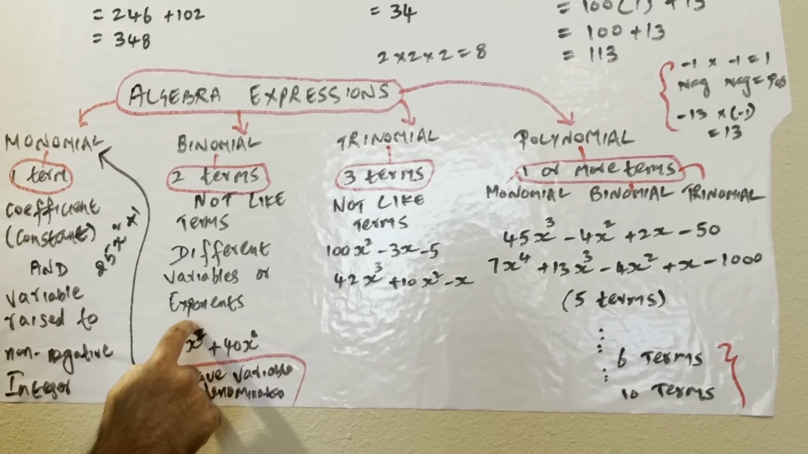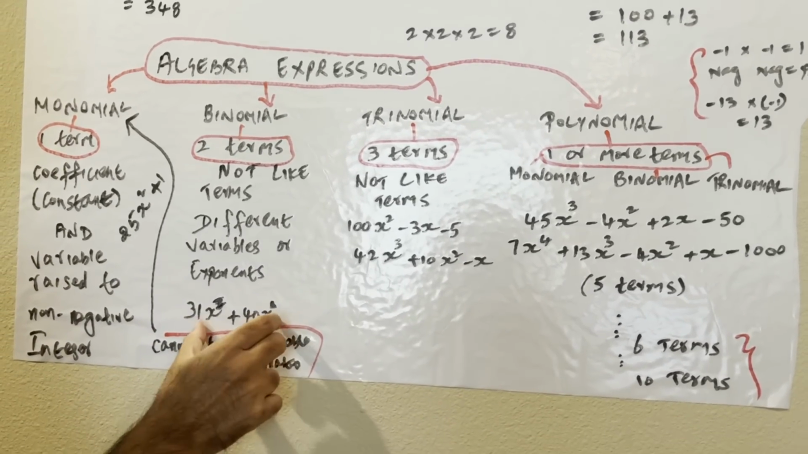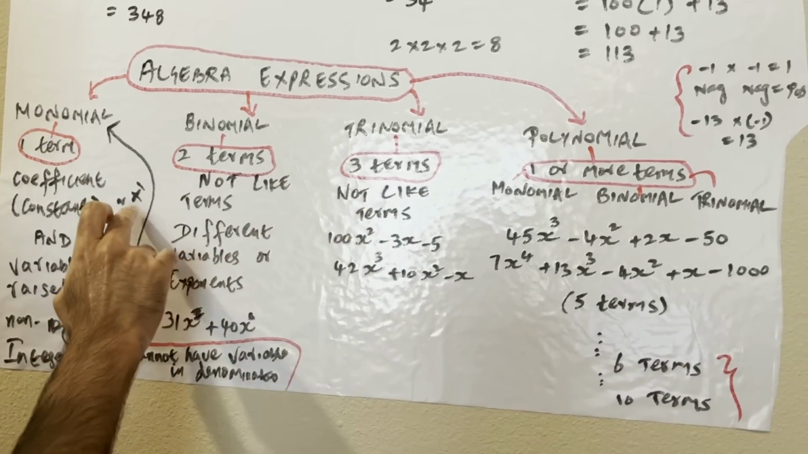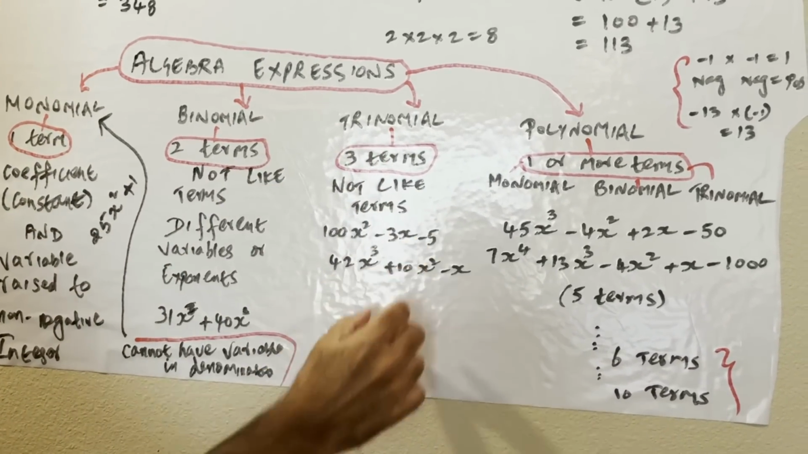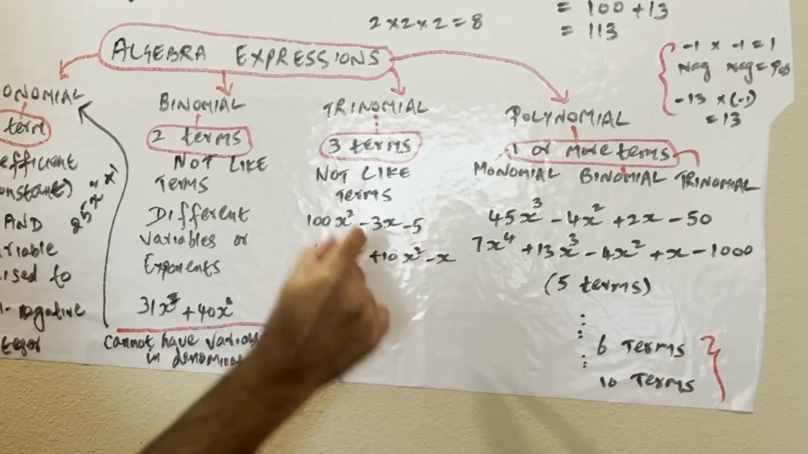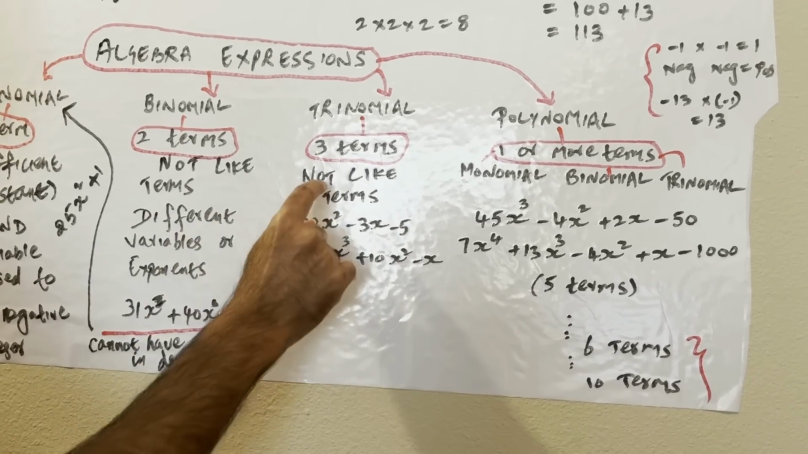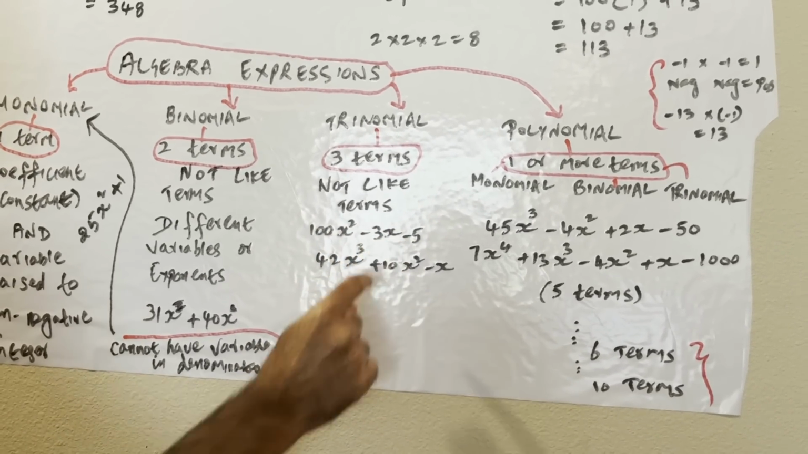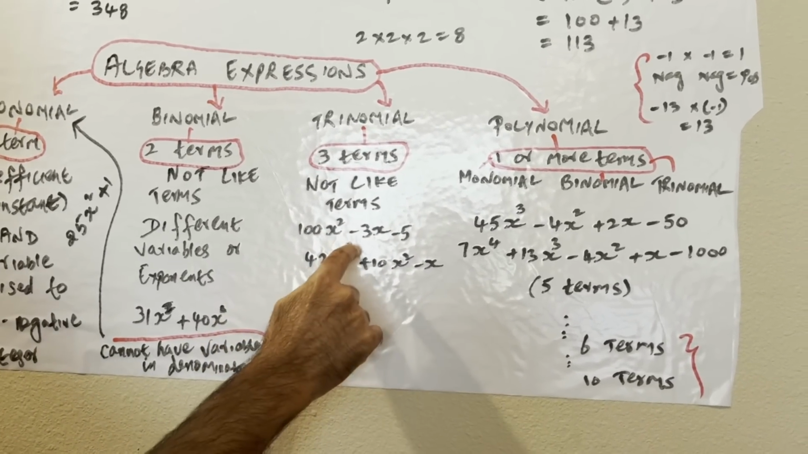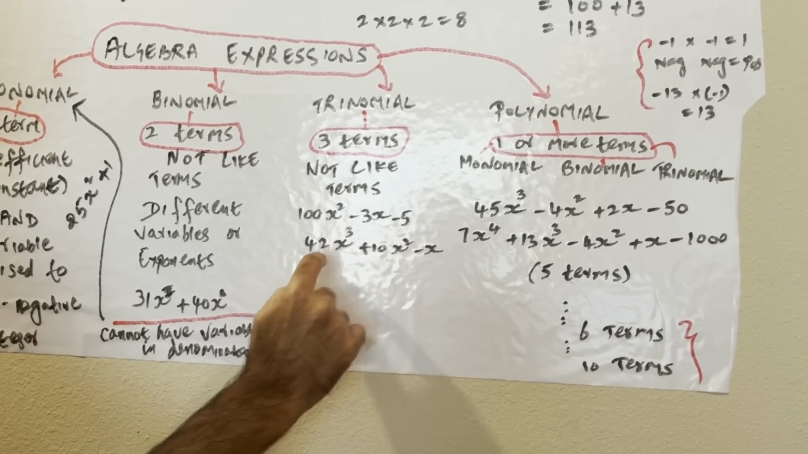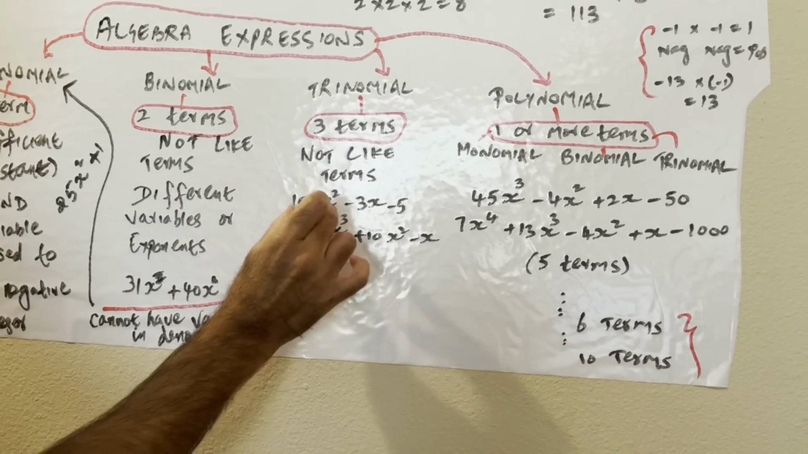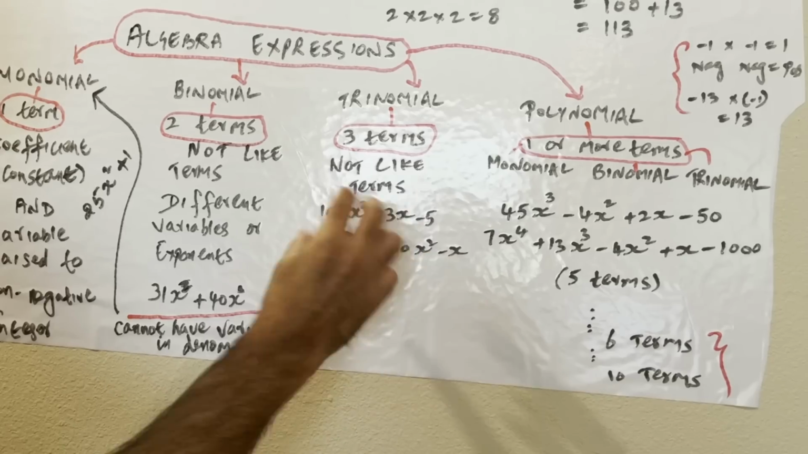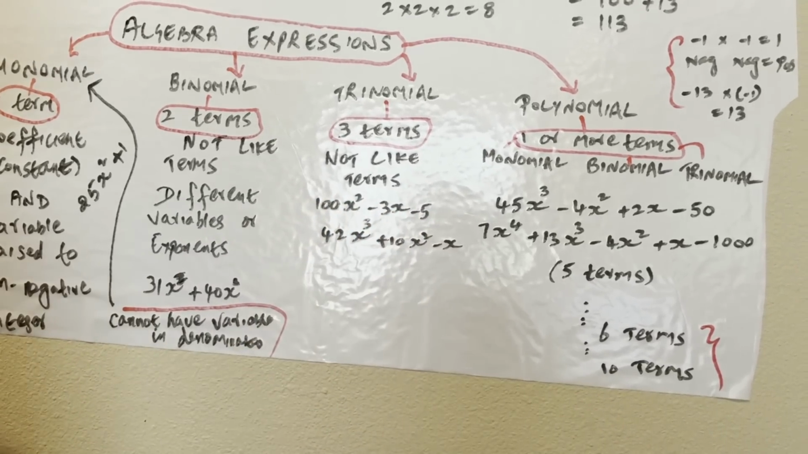Okay, let's move on to trinomial, 3 terms. When we say this is 1 term, and this is 1 term, that's 2 terms, right? This is 1 term, 1 is a monomial. Okay, trinomial, 3 terms: 1, 2 and 3. It's constant, variable, not like terms, meaning it's not the same: 100x squared minus 3x minus 5. This is another example: 42x cube plus 10x squared minus x. 1, 2, 3 terms. The addition, subtraction, multiplication, division signs separate the individual terms.